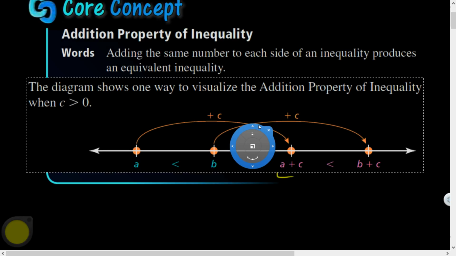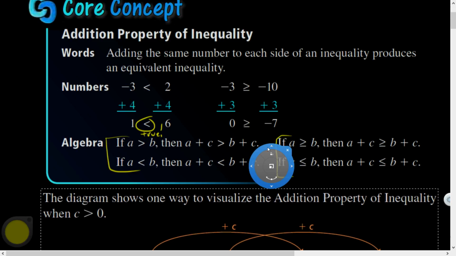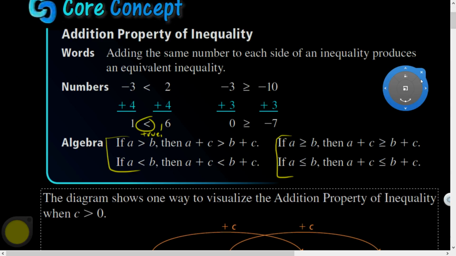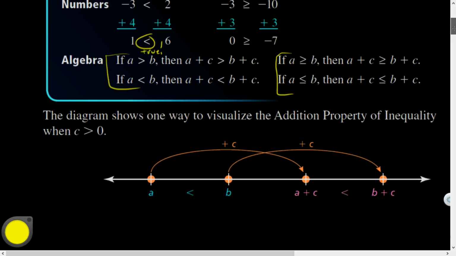Here's a number line explanation of the addition property of inequality. If I have A is less than B, and then I add C to A, so I move C units to the right, and I move B C units to the right, my new points will still have a true inequality. I could add C to both of those, and it will still be unequal in the end.